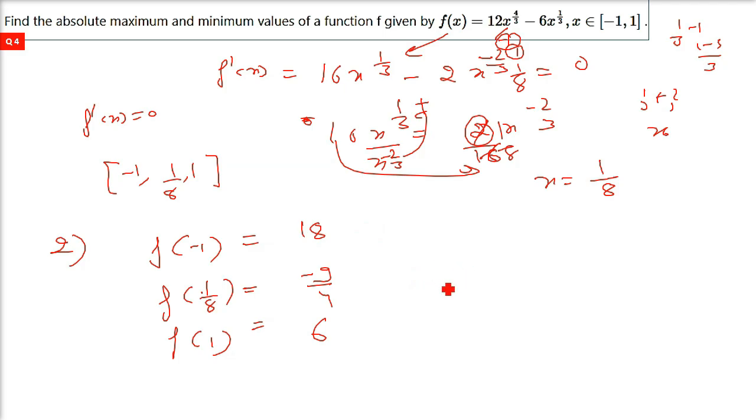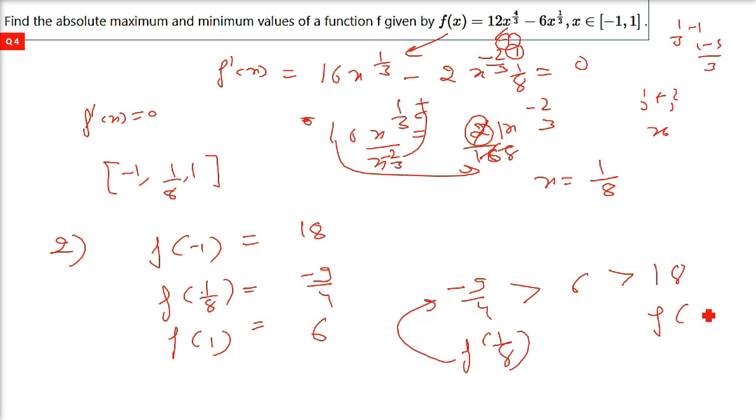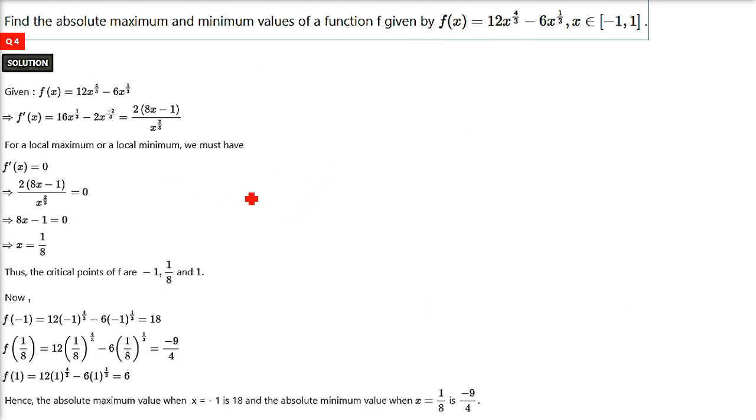So highest and lowest you can just place it. This negative 9/4 and then we have 6 and 18. This negative 9/4 you got at f(1/8) and this 18 was from f(-1). Negative 1 gave us the absolute maximum. 1/8 gave us the absolute minimum. This is the final result. This is what you are going to follow.